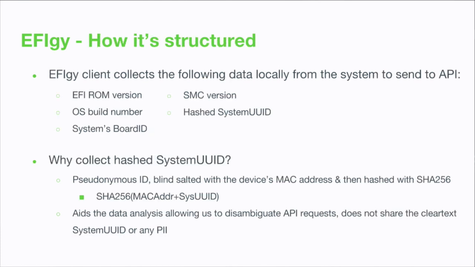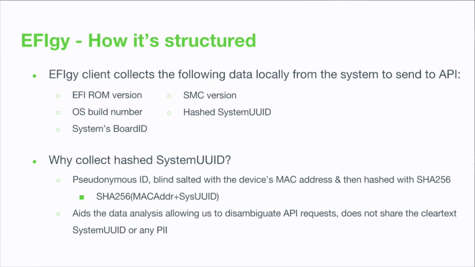So how does it work? Really, we're just pulling out five key bits of information. The EFI ROM version, so that's the EFI version that we've been speaking of, the OS build number that we've mentioned before, the system board ID, so now we've got that triplicate. This is the triplicate that we then compare to the data set. We're also grabbing the SMC ROM version. We're hoping to extend our research out into SMC work in future, so we want to start to build up a data set of that.